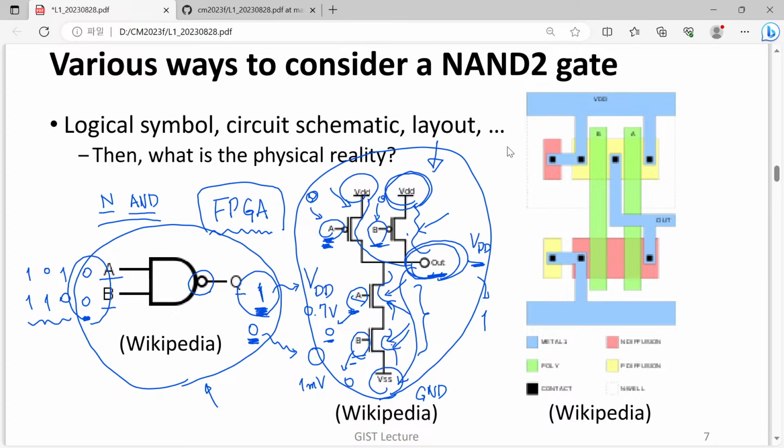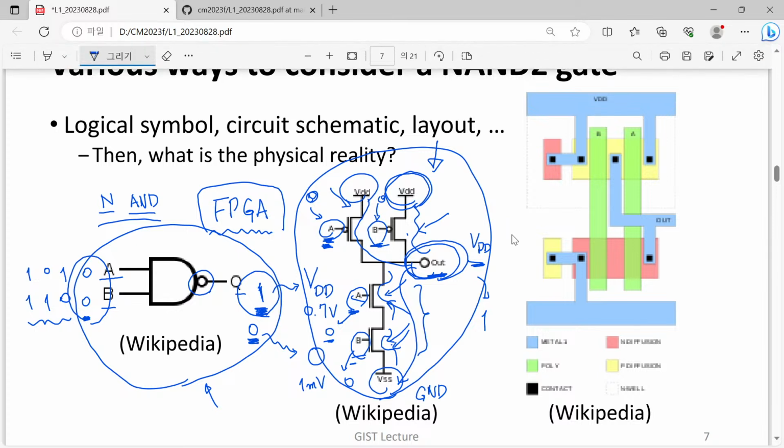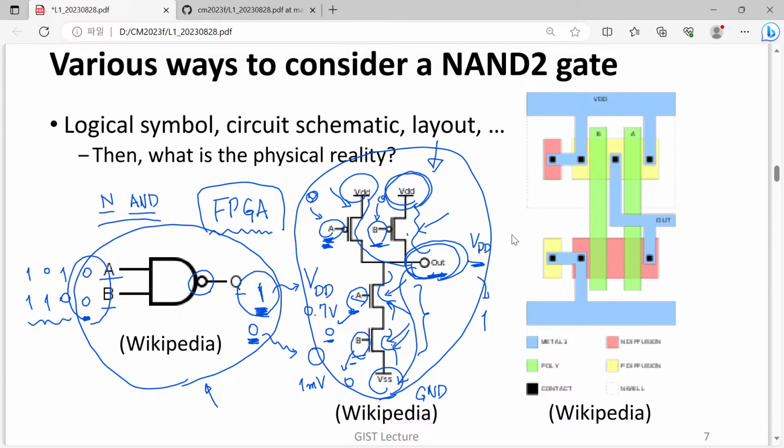This is the one we take. This is a layout. Circuit designers usually draw those kinds of rectangles into a certain two-dimensional plane and submit it to the manufacturer. Then, following the given design rule, the people in the fab fabricate this kind of logical operation. Okay, so this is a layout.